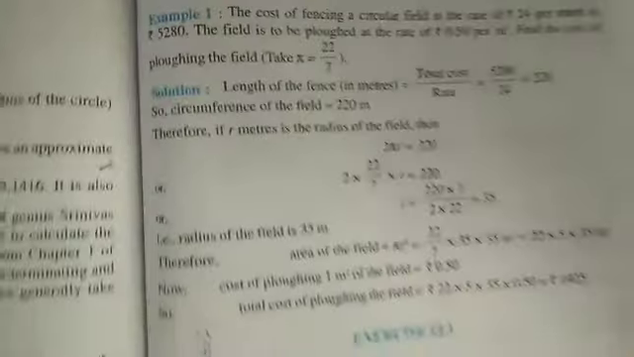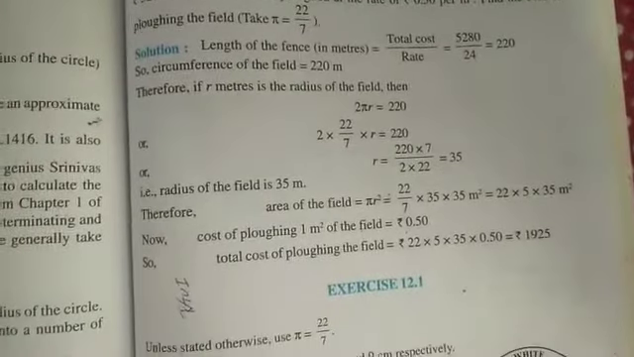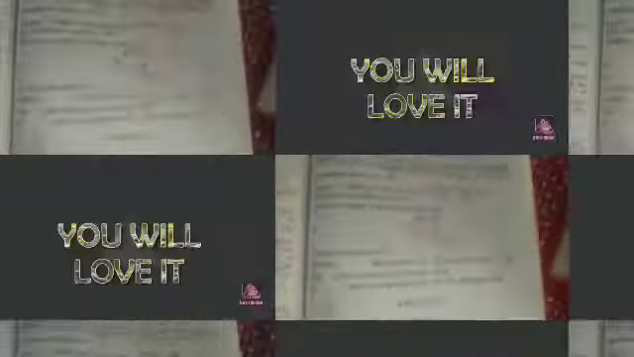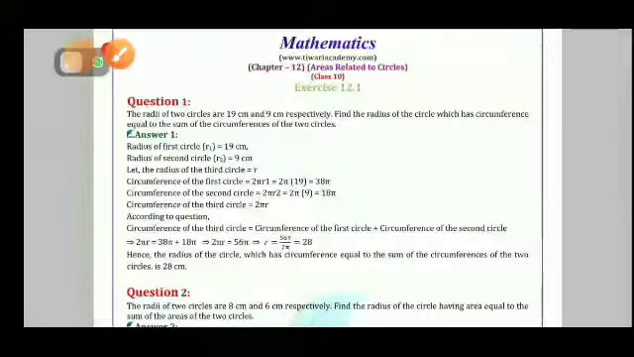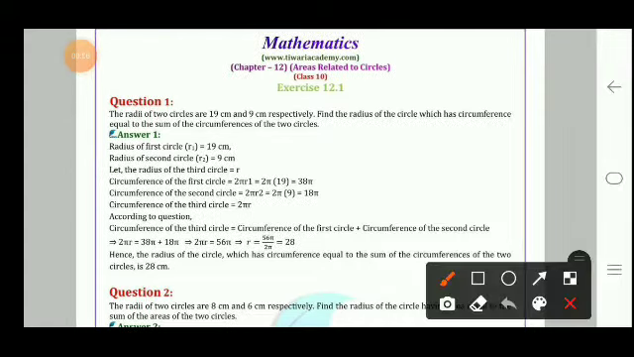This is how we are using it. After this we are going to start exercise 12.1. So now we are going to start the solution of exercise 12.1 of chapter 12, Areas Related to Circles. In question number 1, the radii of two circles are given, 19 centimeter and 9 centimeter respectively.